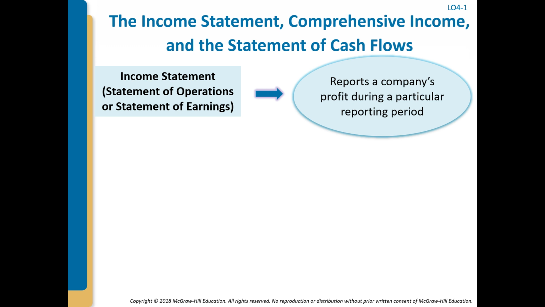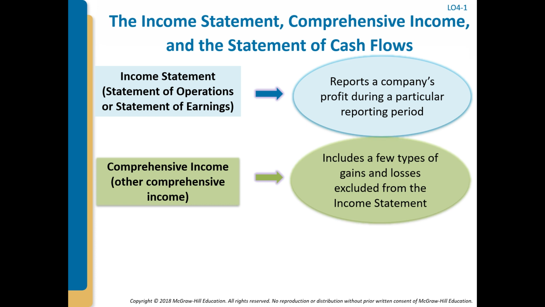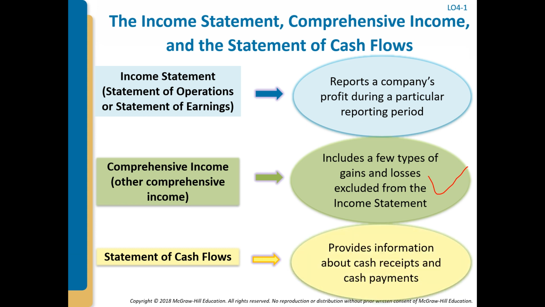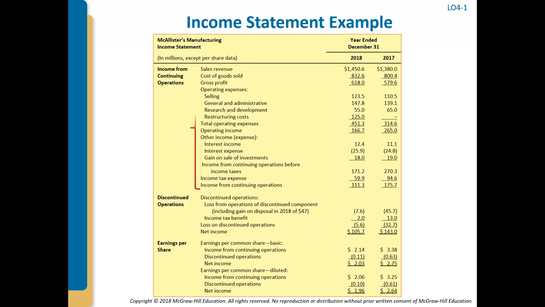And so the income statement, which is also called the statement of operations or statement of earnings, reports the company's profit during a particular reporting period. And the other comprehensive income includes a few types of gains and losses that are normally excluded from the income statement, that is not shown on the income statement. And the statement of cash flows provides the information about cash receipts and cash payments. Okay, and this is an example of income statement.